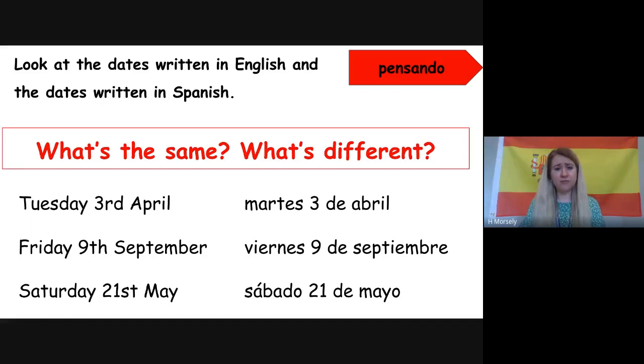And also in Spanish, we don't use first, second, third. We don't use ordinal numbers. We don't have first, second, third, fourth, fifth. We just have 1, 2, 3, 4, 5. So Tuesday the 3rd of April is martes 3 de abril. So we don't need to put first, second, third. It's just the number 1, 2, 3, 4, 5, 6, and so on. So those are the things that I've noticed that are different. Did you get them too?